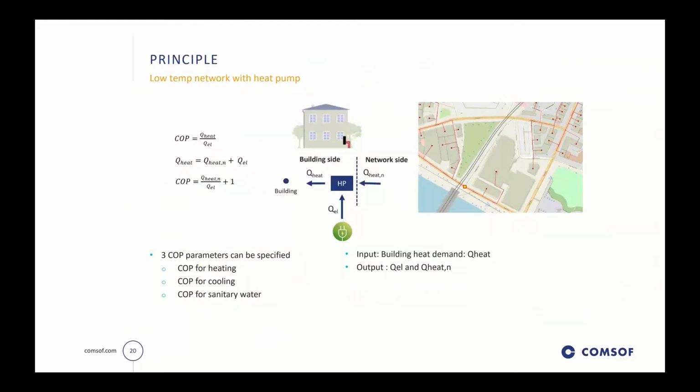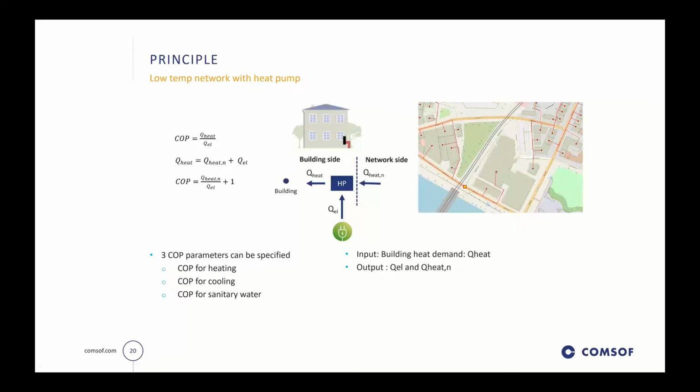So the principle is as follows. We place a heat pump inside the building. We extract a level of heat from the network, but that won't be enough, so we need to increase the temperature with the heat pump. We also extract power from the electrical grid to reach the desired temperature level. The COP factor will give you the ratio between the heat that you need inside the building and the electrical power at the input side.